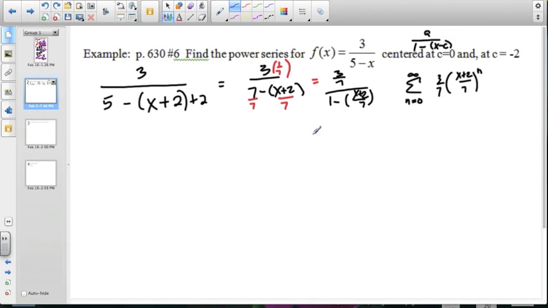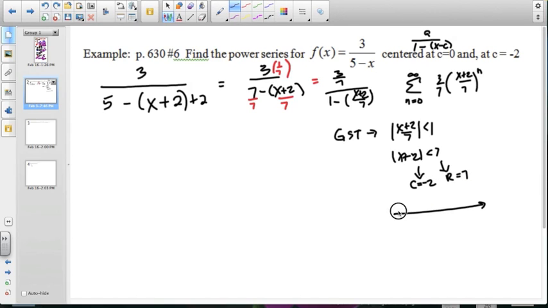And so that being said, let's just do a quick geometric series test. Since we have a geometric power series, we don't have to do the ratio test. We're looking at x plus 2 over 7 less than 1, that leaves us with x plus 2 less than 7. So we have a center equal to negative 2 and a radius equal to 7.